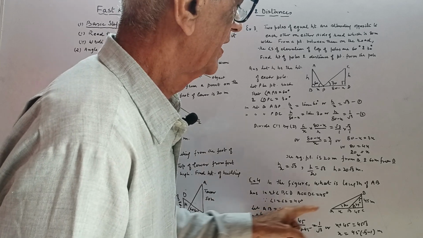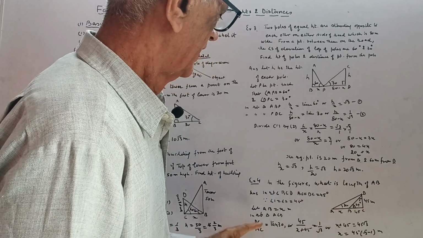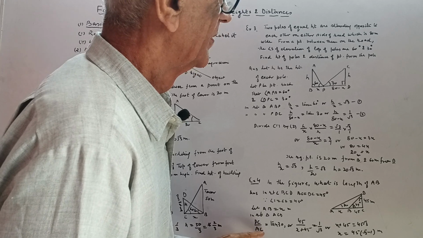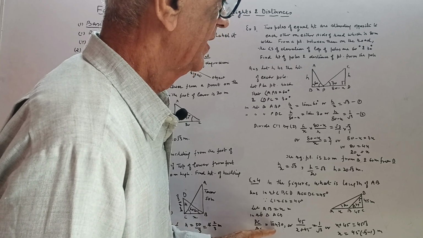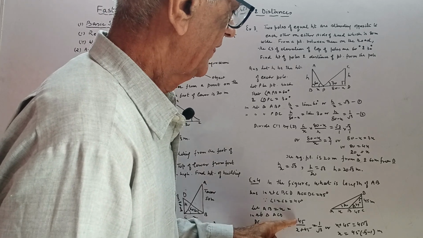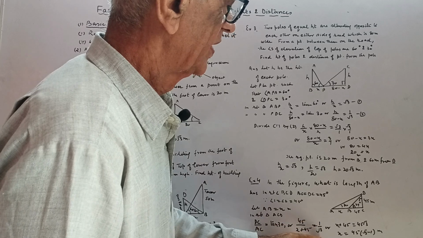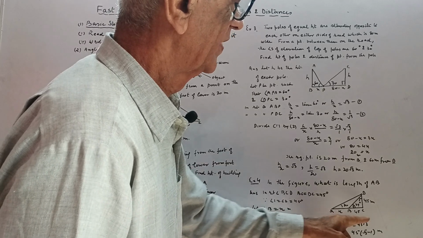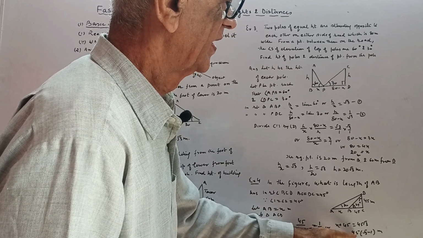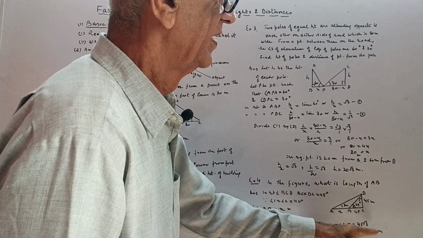So in right angle triangle ACD, DC over AC is equal to tangent 30, 45 over x plus 45 is equal to 1 by root 3, x plus 45 is equal to 45 root 3, x is equal to 45 into root 3 minus 1 meters.